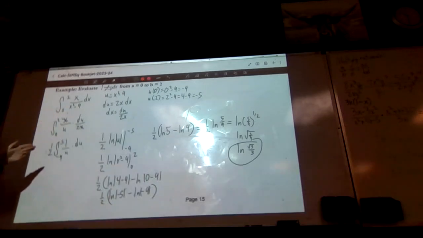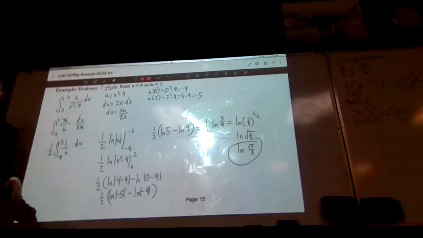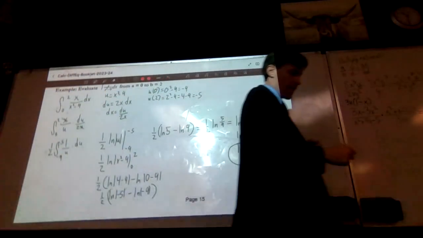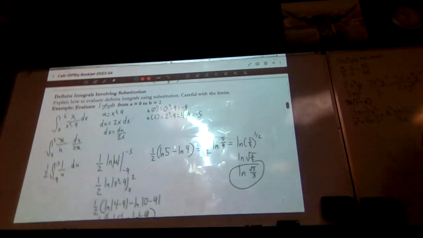There was no definite integral, so we didn't care. That's why we have the plus c. You just do it here or you can do it here. It's the same.